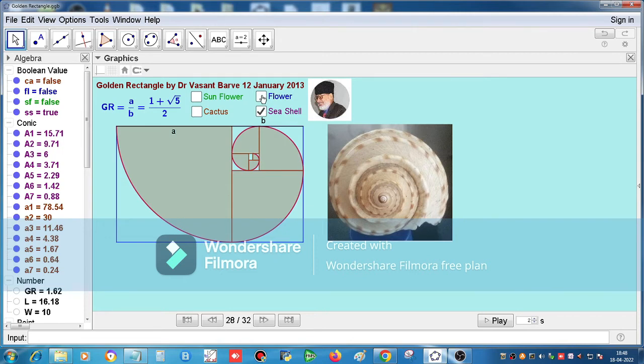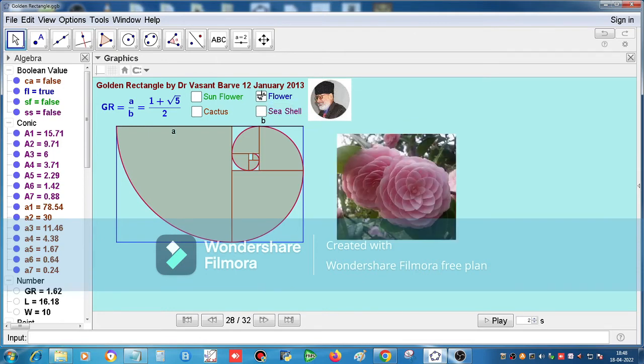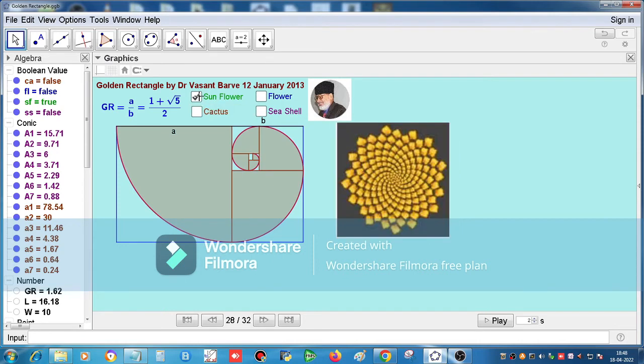How about flowers? There are some flowers which show this beauty. And sunflower, you will have this particular beautiful pattern in which the seeds get arranged. So this is the seed pattern in sunflower. Now this golden rectangle has been studied by so many scientists.